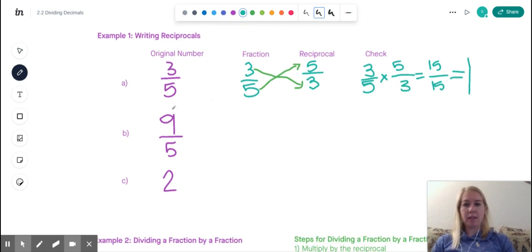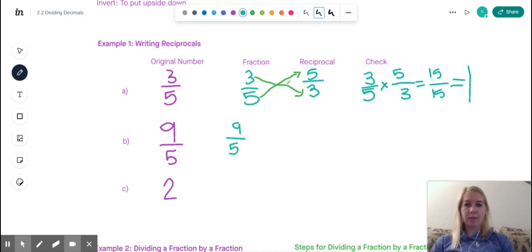Okay, let's do the next one. 9/5. So that's already a fraction. 9 numerator, 5 denominator. Write the reciprocal, so we're going to invert the fraction. So we're going to make 5 the numerator and 9 the denominator. So as you can see, I flipped the fraction around. I inverted the fraction.